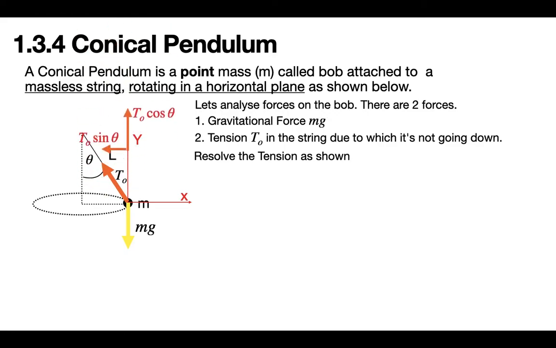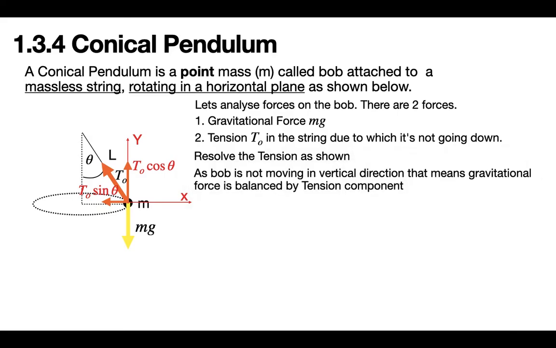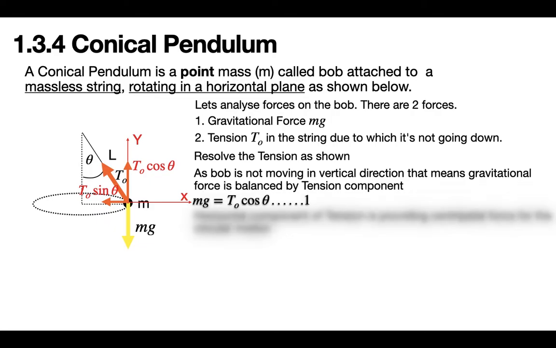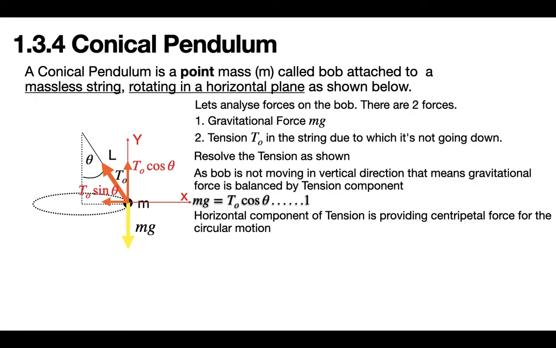So if you resolve the tension as shown, into T0 sin theta and T0 cos theta, you can say that as the bob is not moving in the vertical direction, the gravitational force is balanced by the tension component. So mg is equal to T0 cos theta, and the horizontal component of tension is providing the centripetal force for the circular motion. So mr omega square is equal to T0 sin theta, and the radius r is equal to L sin theta, where L is the length of the string.